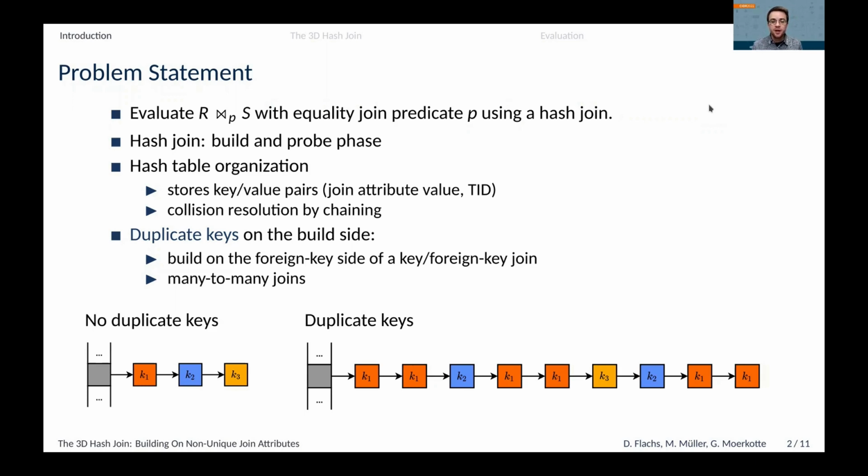A standard chaining hash table maintains one collision chain node per inserted key value pair. In the context of joins, a key is a join attribute value, and a value is typically a tuple pointer or a tuple identifier.